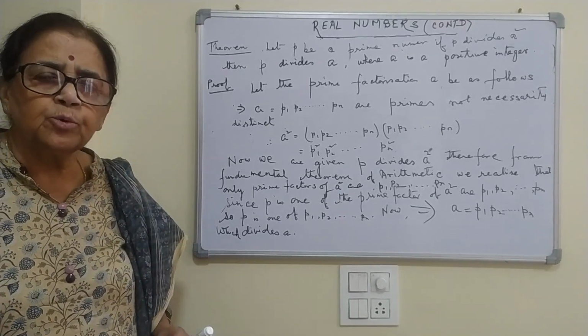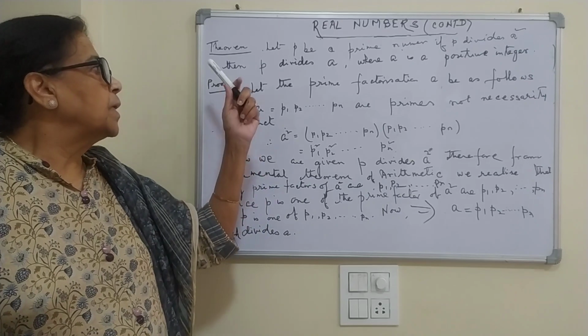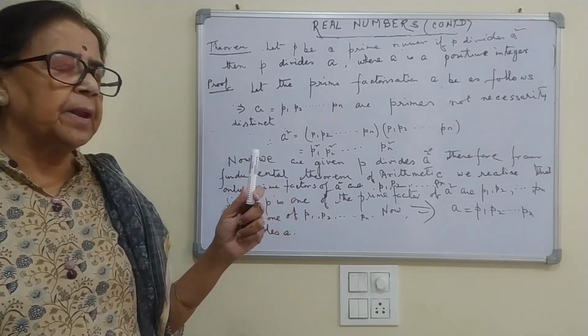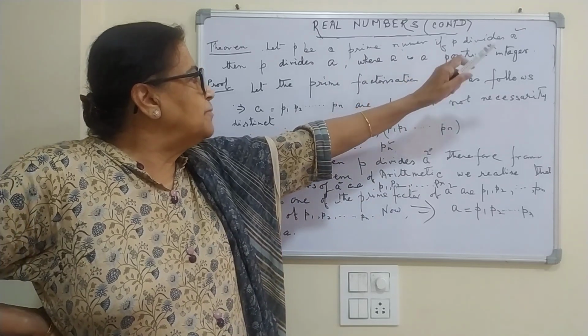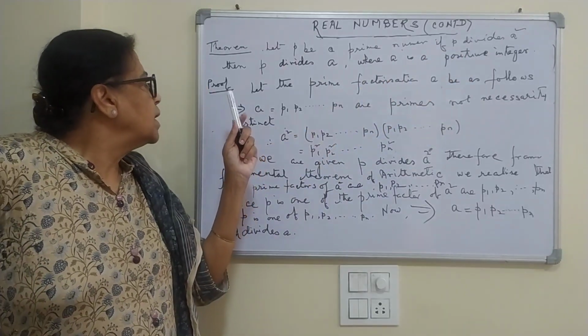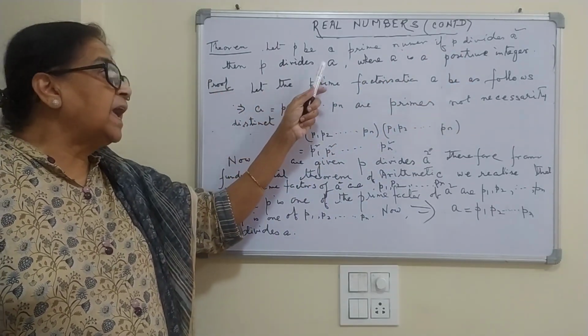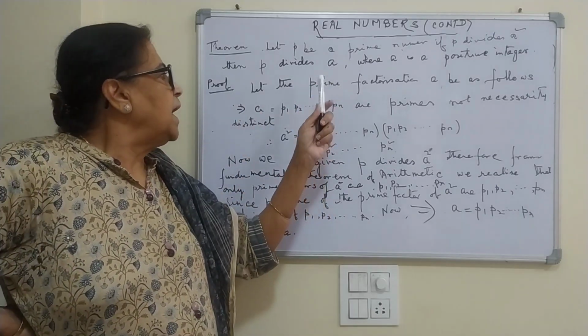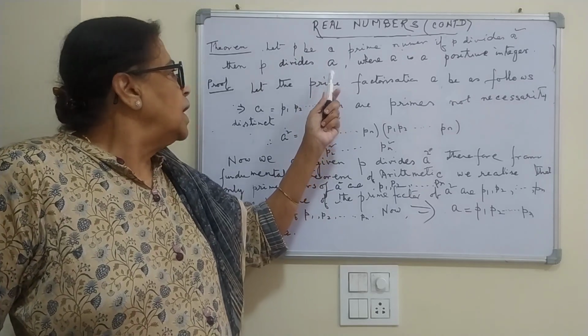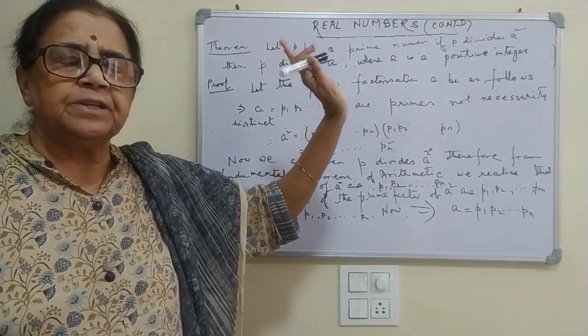Today we are going to do the theorem. That is, if P is a prime number and P divides A square, then P divides A. That means if P divides A square, then P divides A. A means the square root of A square, where A is a positive integer.